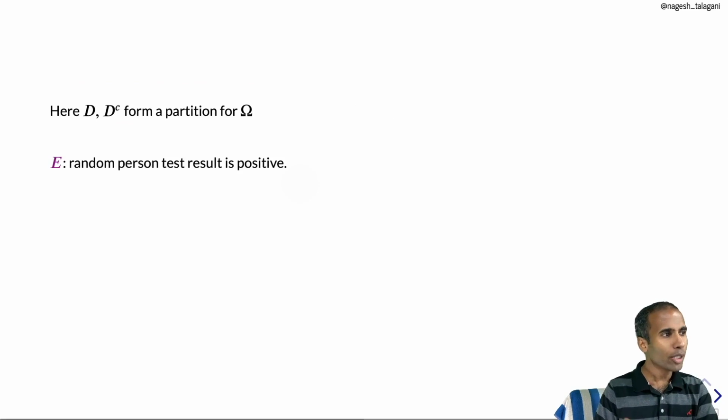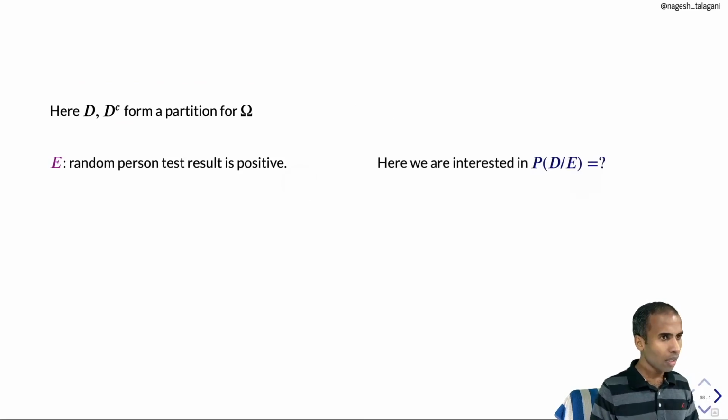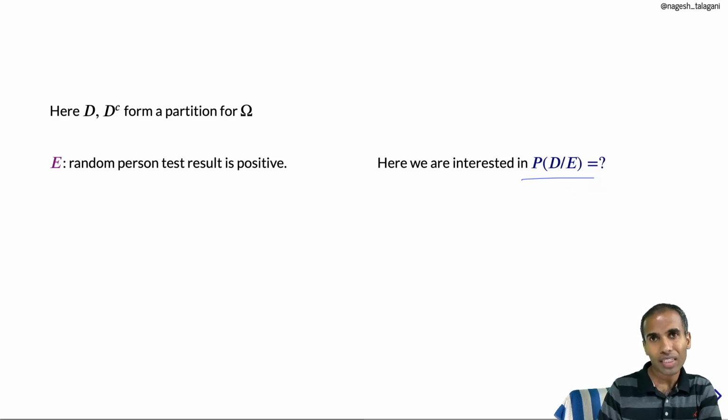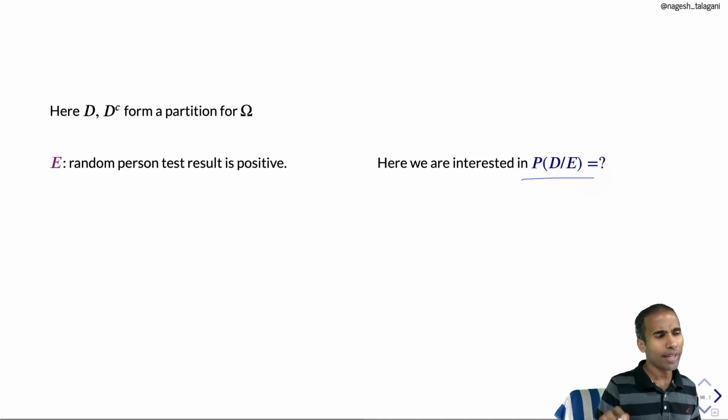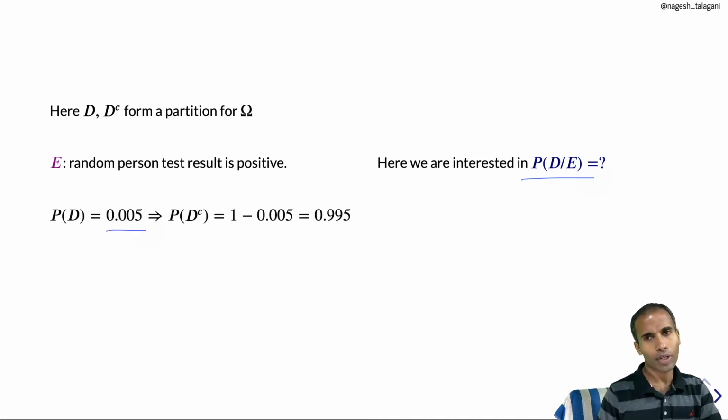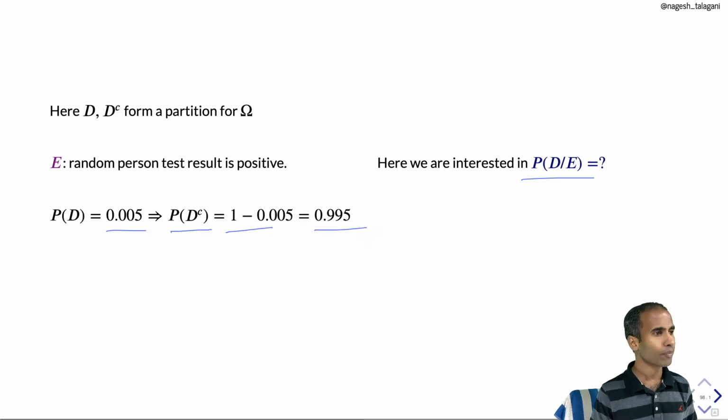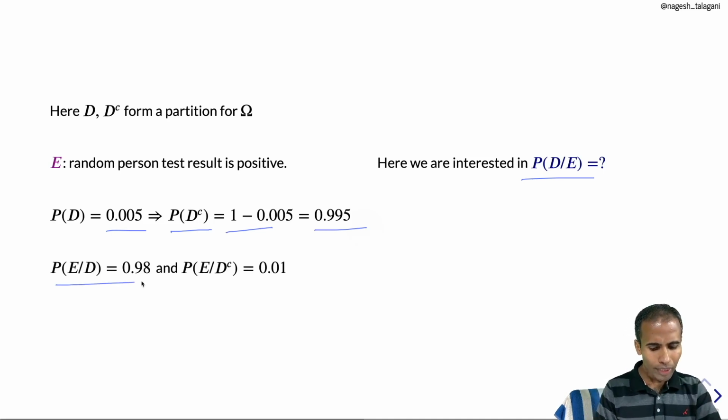Okay, let E denote the event that a random person's test result is positive. Okay, here we are interested in probability of D given E, that is, the probability a person is infected by the virus given that the test result is positive. Okay, fine. Here it is estimated that 0.5% of the population probably got infected by the virus. So the probability of D is going to be 0.005. Okay, that implies probability of D complement is 1 minus probability of D, that will give you 0.995. Okay, these are prior probabilities. Okay, now the likelihood probabilities: the probability of E given D is 0.98 because the test is 98% accurate. That is, the probability a person's result is positive given that the person has the virus is 0.98.